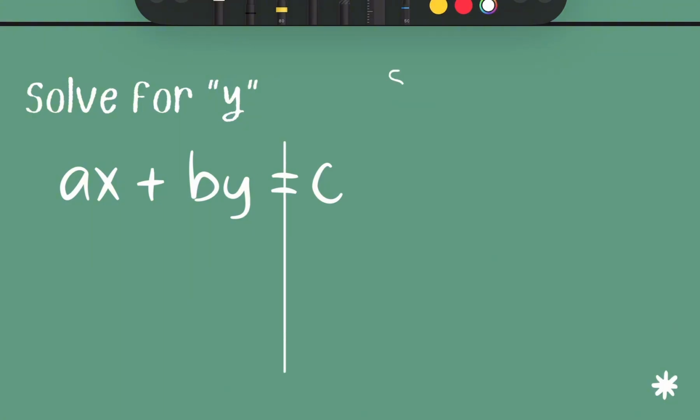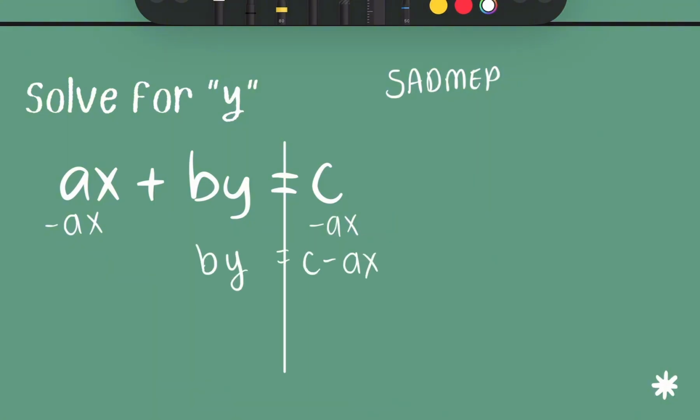Well, let's remember our SAD map. So first, I'm going to subtract ax from both sides, and then I'm going to be left with by is equal to c minus ax. And b and y are being multiplied, so I'm going to simply divide both sides by b, and I get y is equal to c minus ax divided by b. And that's it.